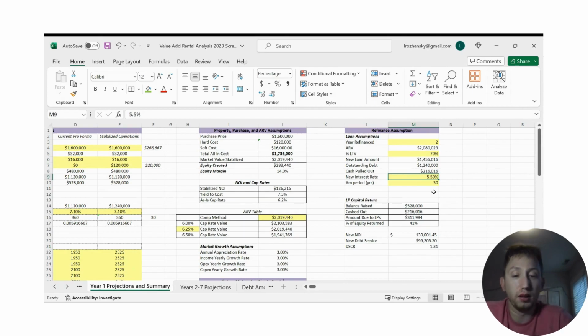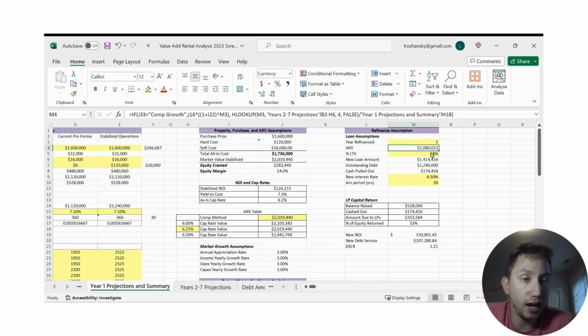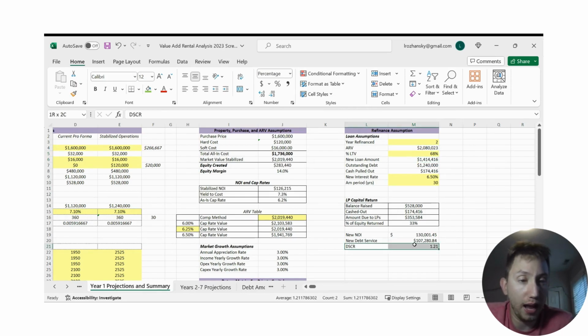So for example, let's say we increased the rate to 6.5 because we weren't sure the rates were going to go that low. Well, at 6.5, all of a sudden I can't pull out the same amount of cash because now my debt service is below 1.18, right? So I would need to adjust the LTV to 68, right? And now I have a 1.21 debt service, so I should be able to pull out this amount of cash. So that's just a great quick way of seeing if there's a refinance play, right?